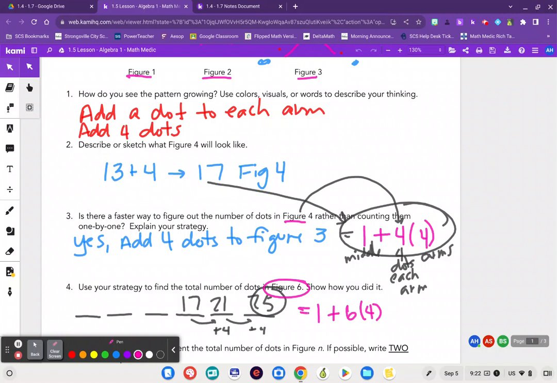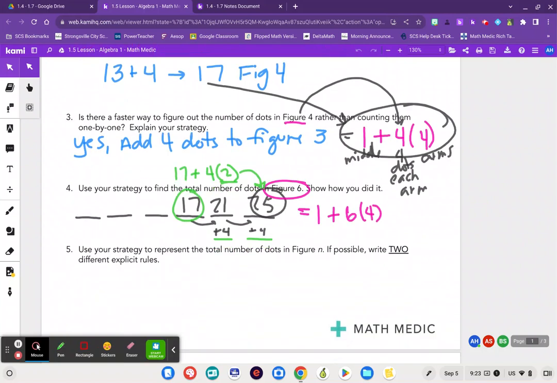Somebody else brought up in class another strategy. They said, hey, I have 17, but I'm going to add 4 twice. So instead of saying plus 4, they said plus 4 times 2. And that also got them 25. They're just counting up how many times I'm going to have to add 4 to get from figure 4 to figure 6. They have to do it twice. So they just did multiplication instead of repeated addition.